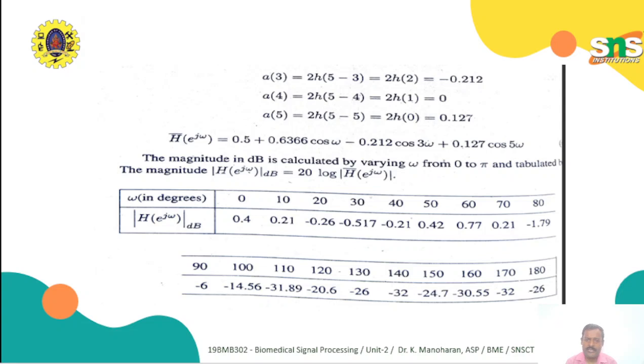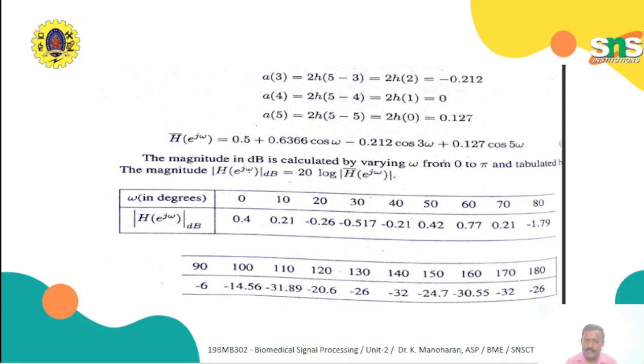Now we can find the value. First, omega is 0. So substitute here. Here there is no omega, skip it. Here we have cos omega, so we substitute cos 0. Here also we have cos 3 into omega, so cos 3 into 0. Here also cos of 5 into 0. So 5 into 0 will be 0, and 3 into 0 is 0, so we get cos 0 in all of them. Cos 0 value will be 1.